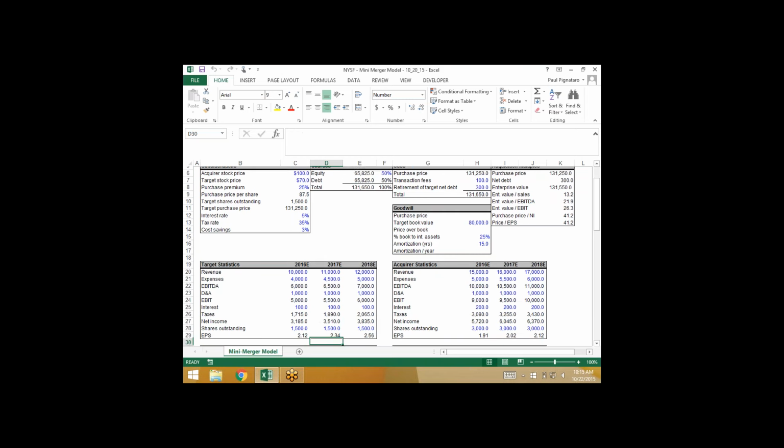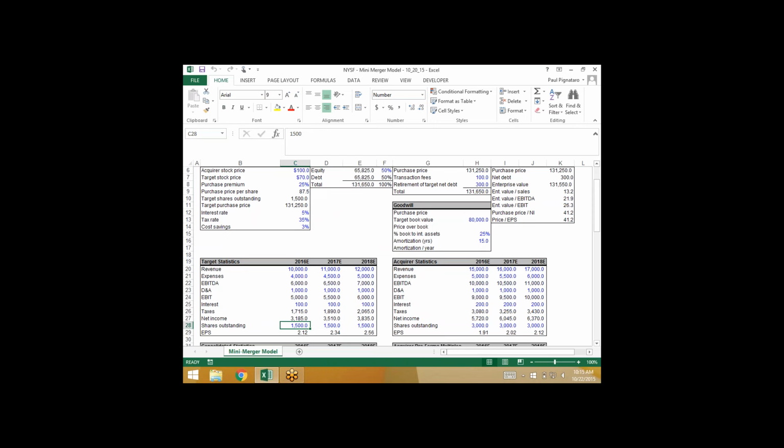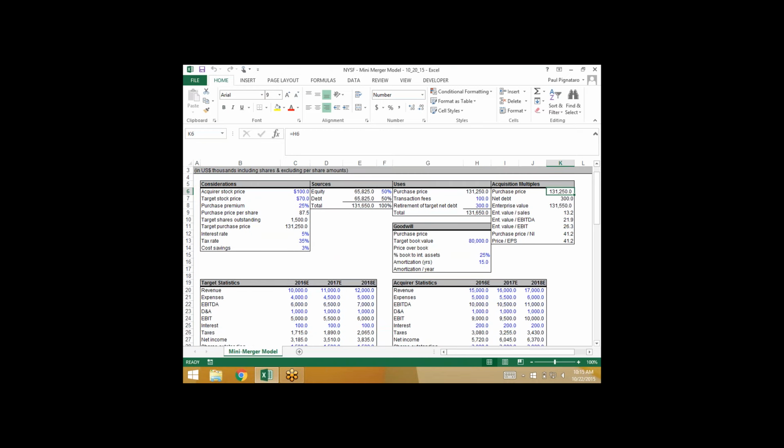And then we built out just simple acquirer and target statistics. To estimate the impact on EPS, we only need enough to build to EPS: revenue, expenses, EBITDA, D&A, interest, tax, just the simple. And this is what we have, 212, 234, 256. We use the target statistics to make first cut purchase price assumptions, acquisition multiples, which are different from trading multiples in that acquisition multiples are based on price paid. The implied equity value is the price paid for the stock of the business, which is 131,250. The implied enterprise value is the price paid plus the net debt assumed, which is 131,550. So we ran some multiples and they're paying about 13.2 times sales, 21.9 times EBITDA, pretty high.